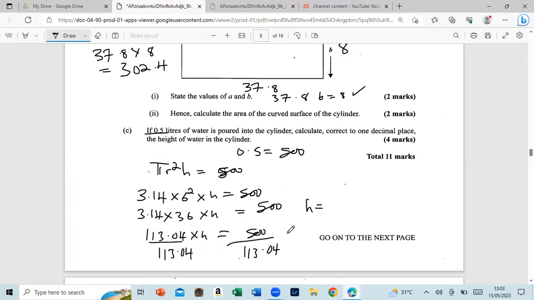So this works out to 4.4. And they did say one decimal place, so it's 4.4. And it's a height, so it's centimeters. The unit given was centimeter.